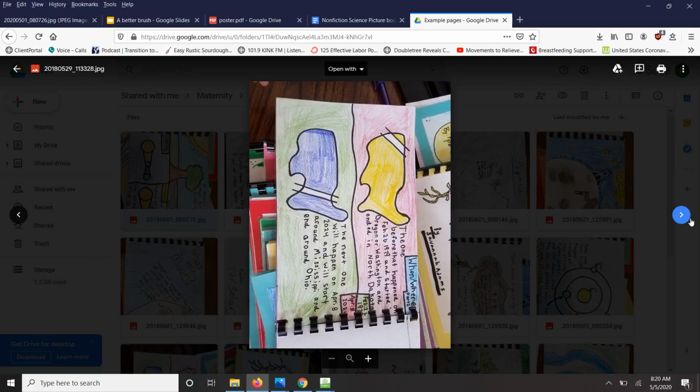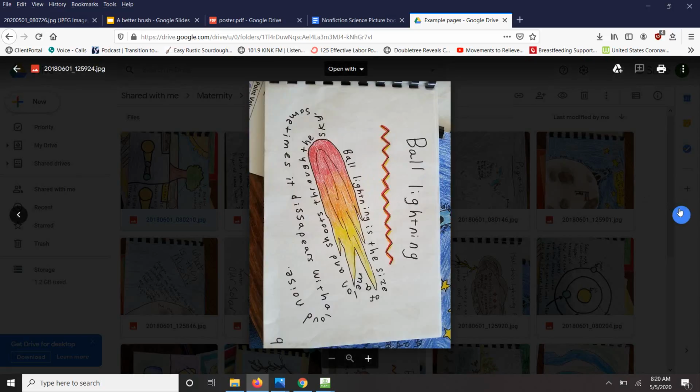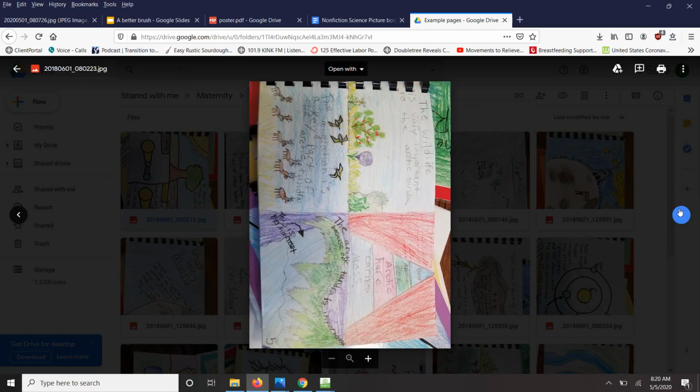So as we look at these, and we'll look at them some more later, but I wanted you guys to see, here's an example of a covering, right? The cover of the book. So title, lightning, the striking facts. That's a catchy title, and then they have their name as well. Okay. There's lots of different ones.